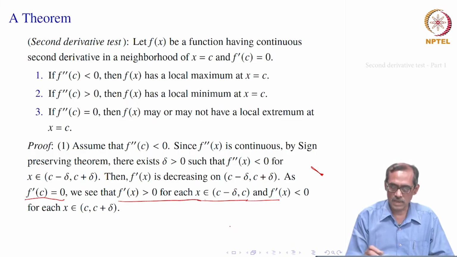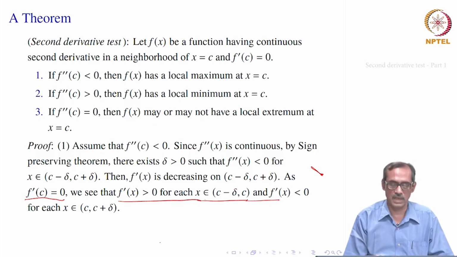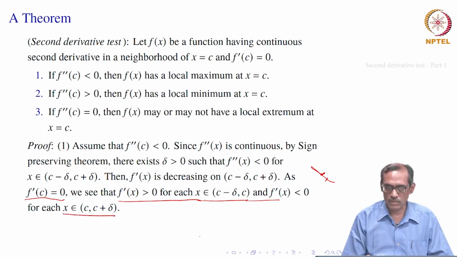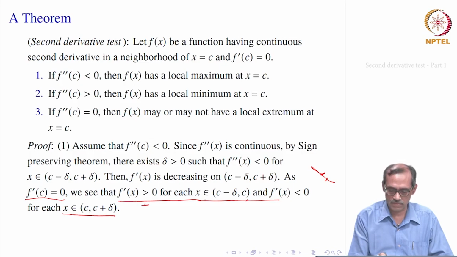Next, let us consider the right neighborhood c to c plus delta. There again f prime is decreasing, so it would go like this, which means f prime becomes negative because f prime at c is 0. So f prime becomes negative when x belongs to c to c plus delta. Now you see the function f prime, the derivative of f, changes its sign from positive to negative at x equal to c.